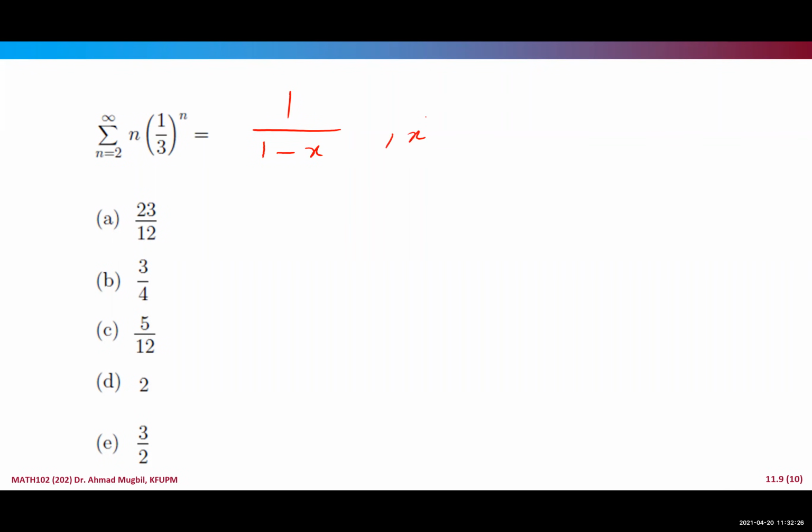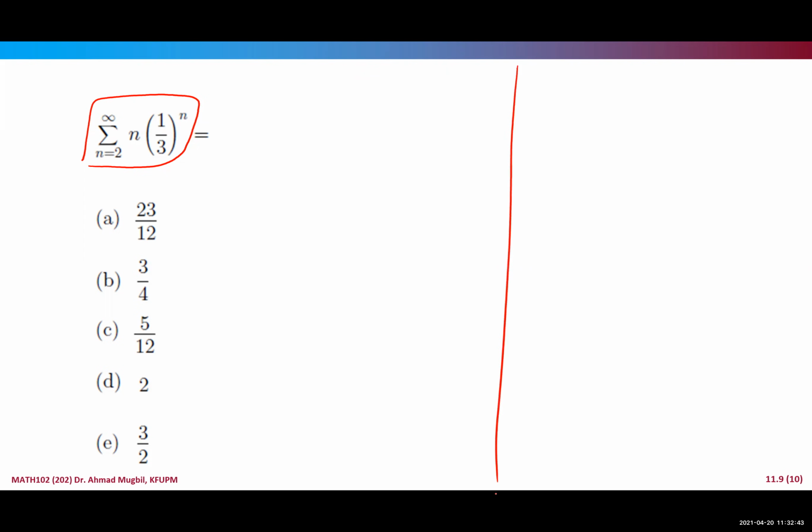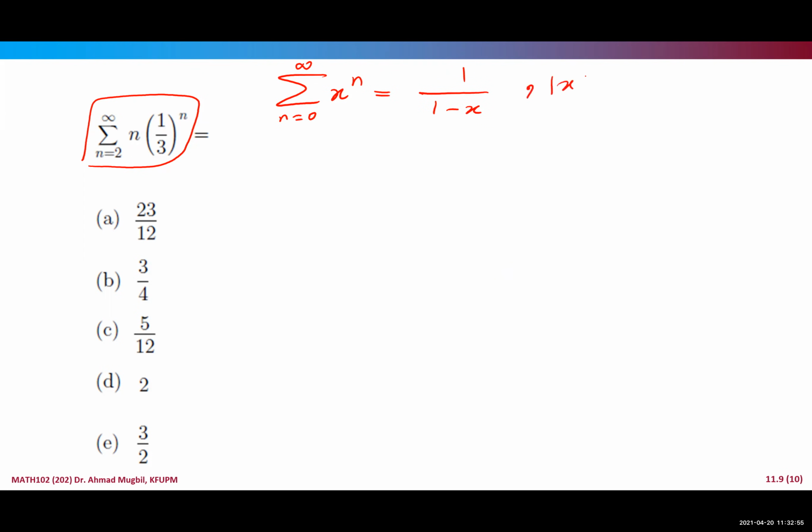No, not equal, just to make it closer to the nearest form. Forget about this for a while. Use what you know. You know that sigma x to the power n, when n starts from 0 to infinity, equals 1 over 1 minus x. I think this is what you mean. Yes, Doctor. And the absolute value of x is less than 1. Is this valid if I take x equals a third? Can I apply it here?